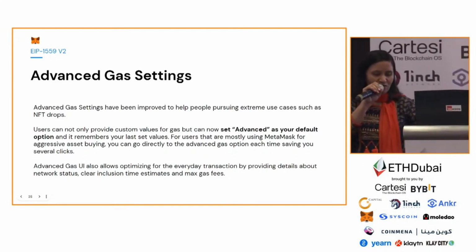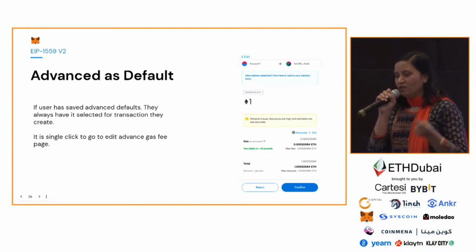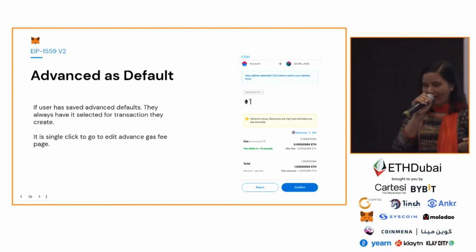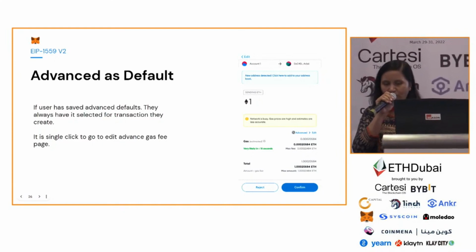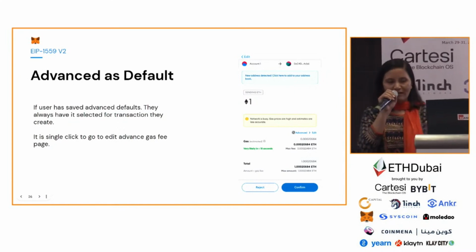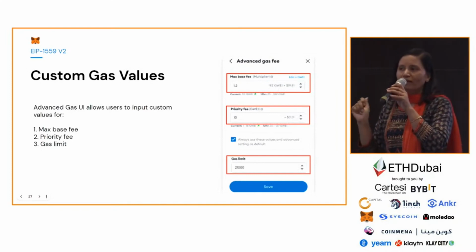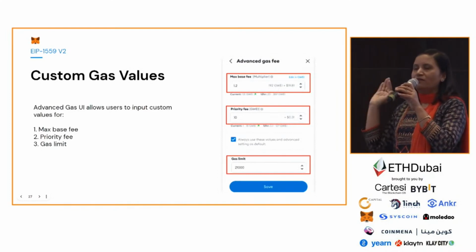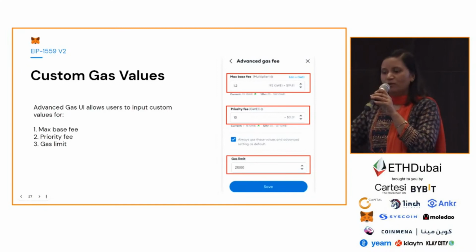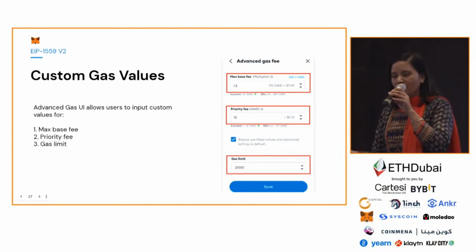So if you have these defaults set and you create a transaction, this is what you're going to see on the confirm transaction page. It will use these advanced settings for you. You can click that advanced link and select one of the predefined gas estimates, low, market, and aggressive, or you can click the edit link. The edit link will take you to the advanced gas fee modal where we allow you to enter custom values for gas. So you can set a custom value for max fee, which is the maximum amount you're willing to pay for the transaction. You can specify a custom value of priority fee, which you're happy to pay to the miner, and your gas limit.